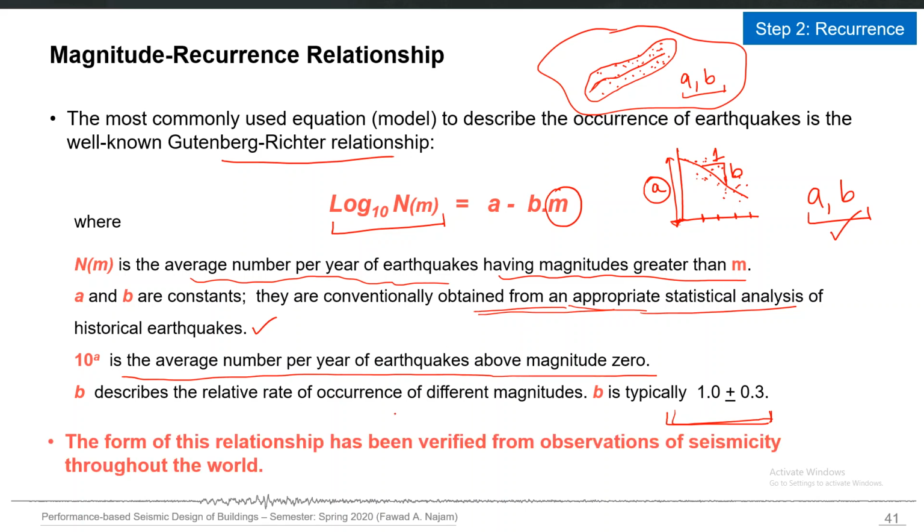So this form of relationship, which is the Gutenberg-Richter relationship, has been verified from observations of seismicity throughout the world. So it is the most commonly used form of the equation, which can be used to describe the variation of earthquake occurrences with respect to magnitude. So this has been tested and verified by observations around the world.